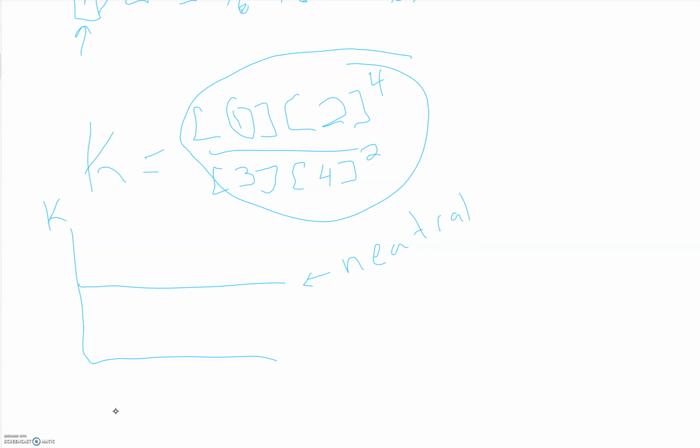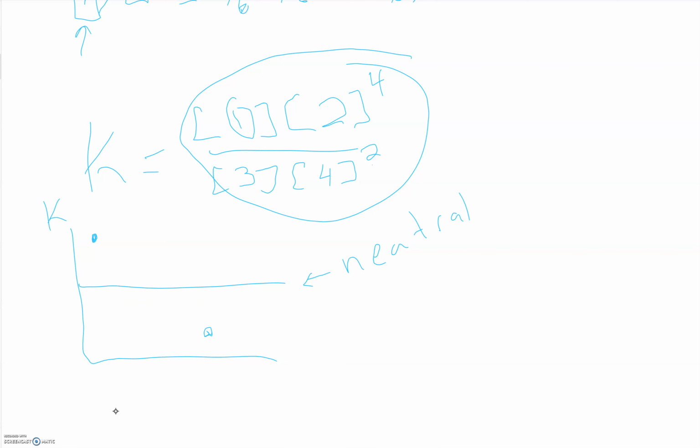So if K is more than 1, that means that the concentrations on the top are greater, the probability of the products colliding is greater than the probability of the reactants colliding. So if K is greater than 1, in other words, if you're up here somewhere, that means that you are product favored. If K is less than 1, somewhere down here, that means that you are reactant favored.